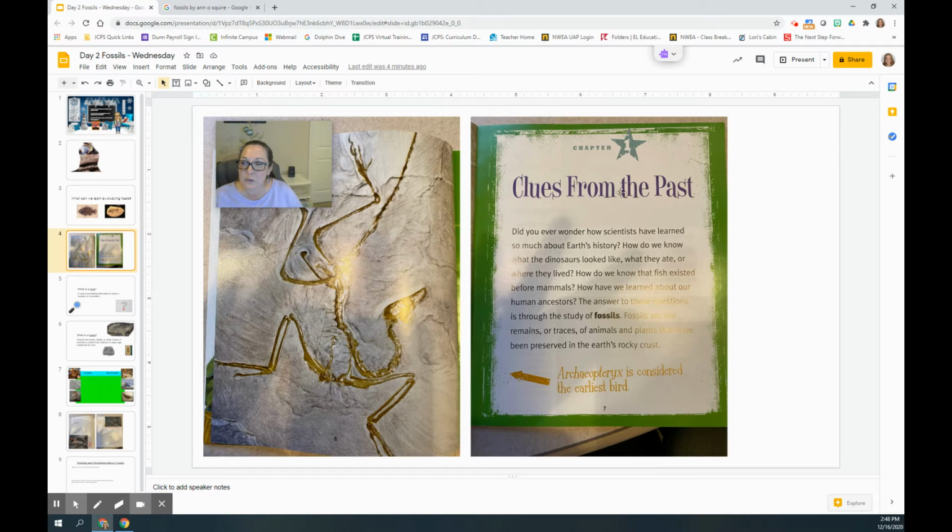What do you think clues from the past means? Things that help us know more or solve the mystery of things long ago. So fossils do help us solve mysteries about the Earth long ago. Those are the clues from the past. Did you ever wonder how scientists have learned so much about Earth's history? History is the study of events that happened in the past.